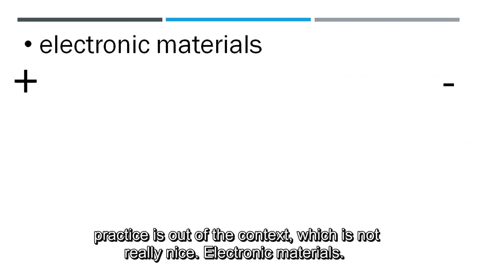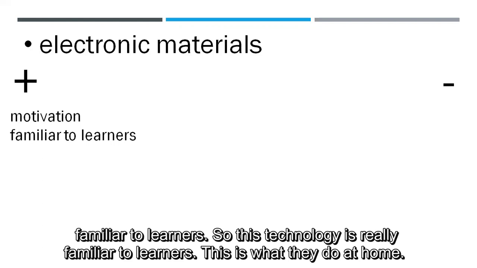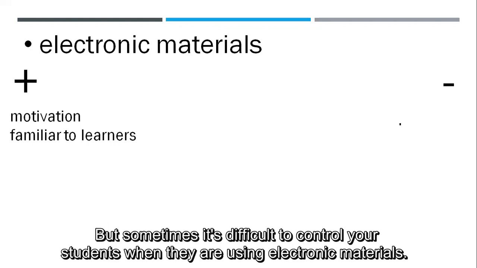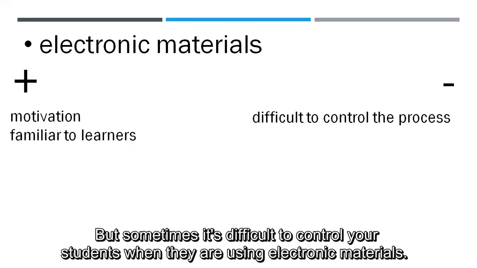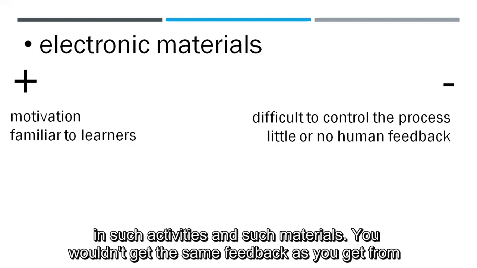Okay, electronic materials. They are typically a motivational factor. Students like electronic things, and this technology is usually familiar to learners. This is what they do at home. But sometimes it's difficult to control your students when they are using electronic materials. You have to find ways to do that, so to say. And typically there is little or no human feedback in such materials.